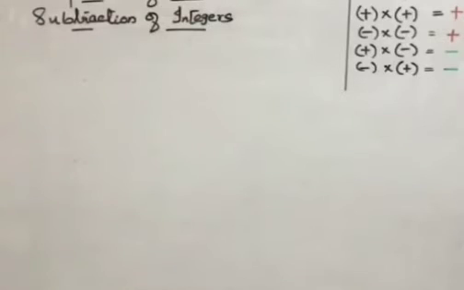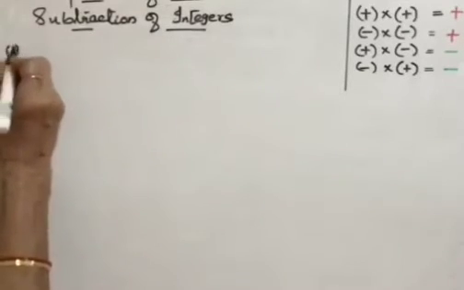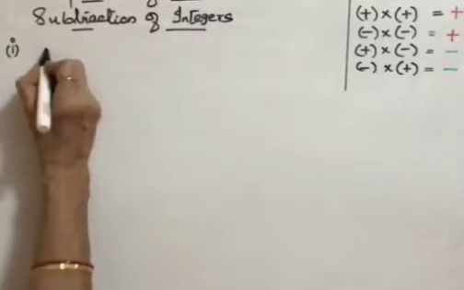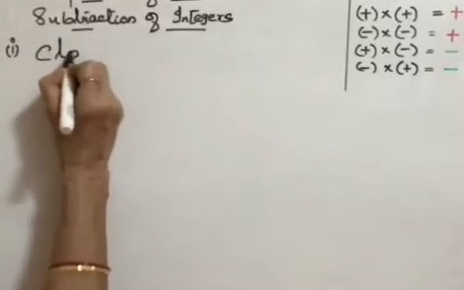Now children, what do you mean by properties? Properties means the characteristics of integers. Let us see how integers behave in certain cases. You all have studied properties of whole numbers in 5th standard. I hope you all remember. In case you don't remember, just recall as I am stating the properties. The first property, property number 1, is closure property.